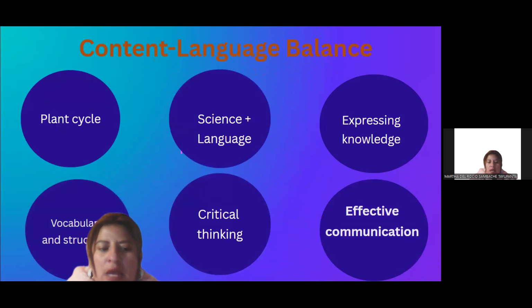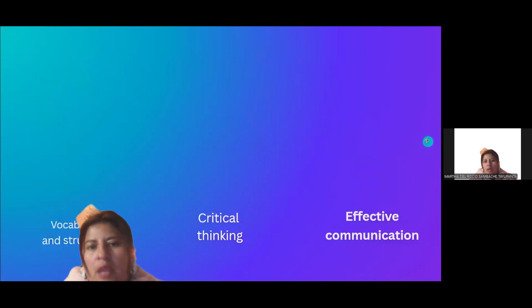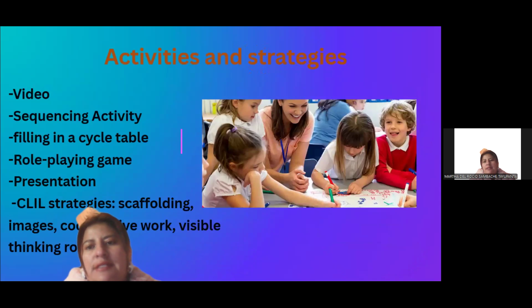For content-language balance, the plant life cycle is the vehicle for developing language skills. Language is learned to express scientific knowledge. Benefits: greater exposure to contextualized English, development of vocabulary and structure, critical thinking, and effective communication. Here I have the activities and strategies for this plan.